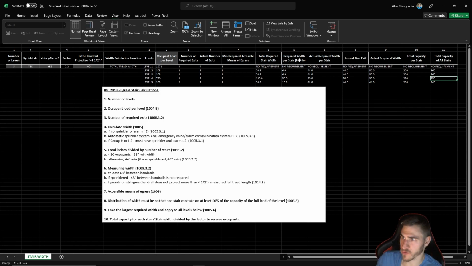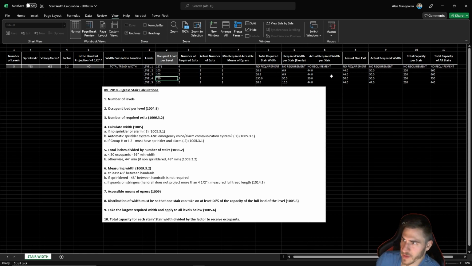Of course, this whole thing is, what is the actual width per stair? As in, what's the minimum required? Well, because all these stairs can only take on this amount, we might want to boost up that stair width just a bit, to account for a little bit more, just to give us a little more leeway. That type of thing.